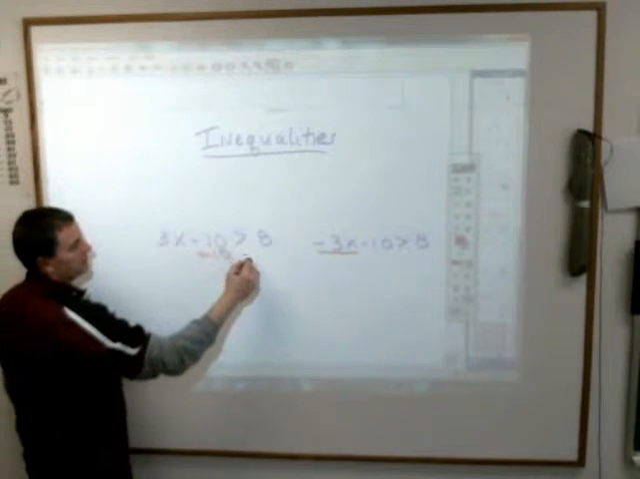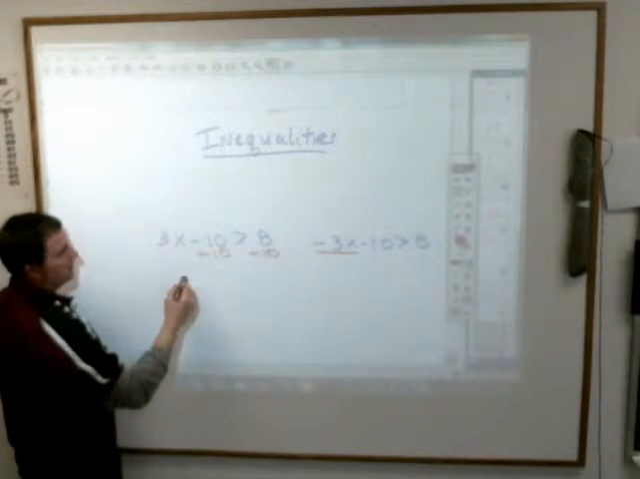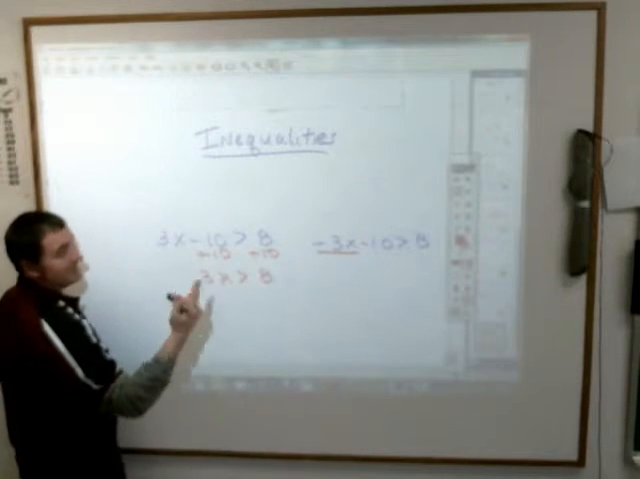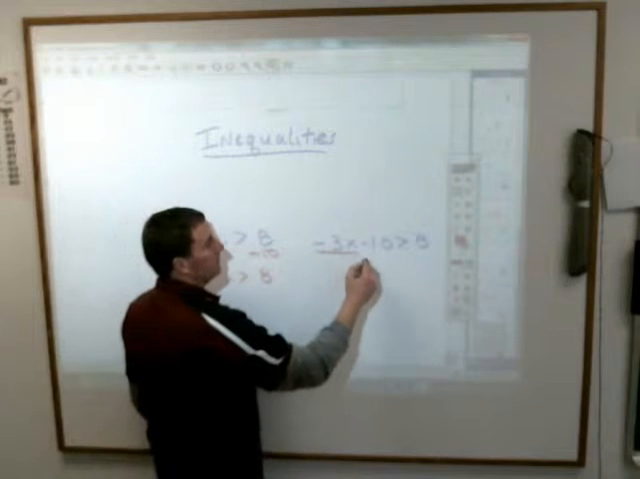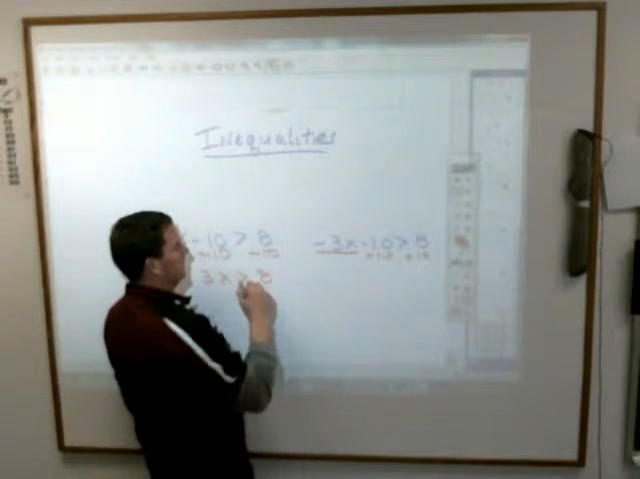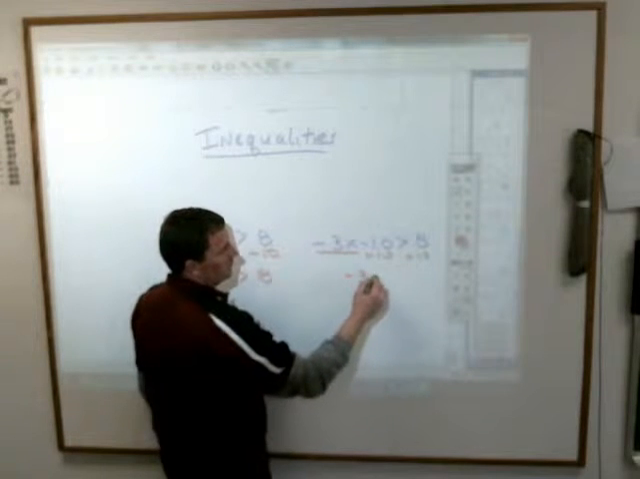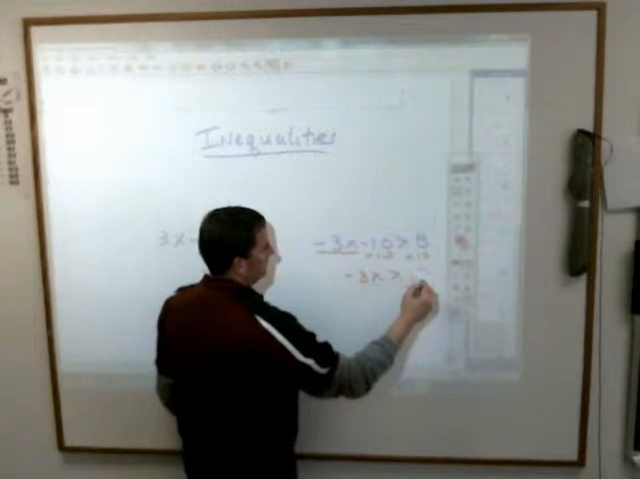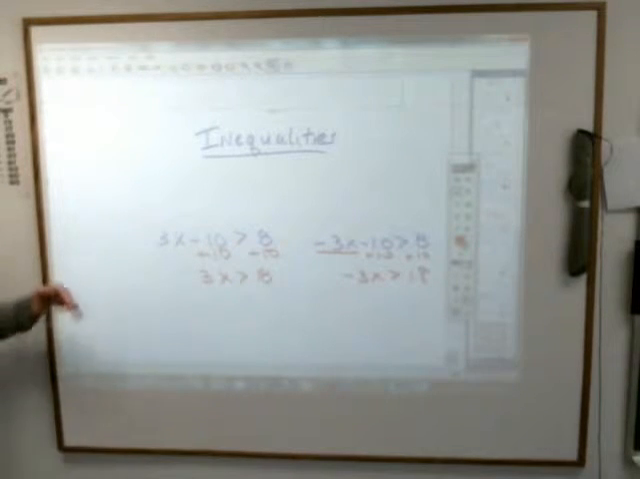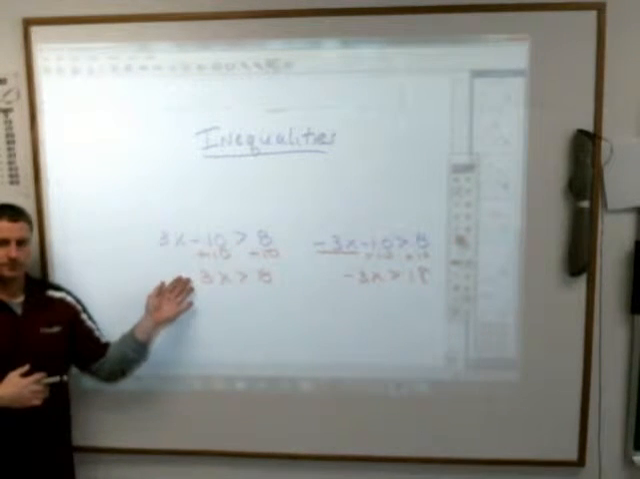So I add 10 to both sides. I'm going to get 3x is greater than 8... Same thing is going to be true over here. I'm going to add 10 to both sides. That should be 18. I get negative 3x is greater than 18. So far they're very similar, the same. How do I solve this one here then?